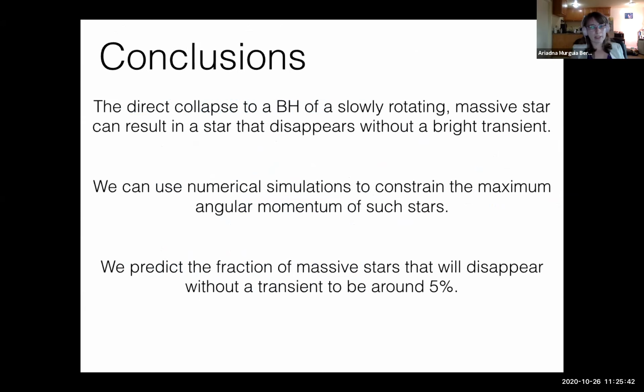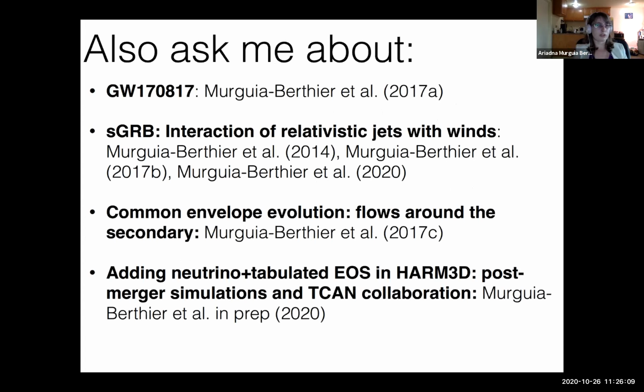And now let me end by saying my conclusions: the direct collapse of a black hole of a slowly rotating, very massive star can result in a star that disappears without a bright transient. And we can use numerical simulations in order to constrain the maximum angular momentum of such stars. And then we can also use that to predict the fraction of massive stars that will disappear without a transient, and we set that to be around 5%. And this will just be my final slide.